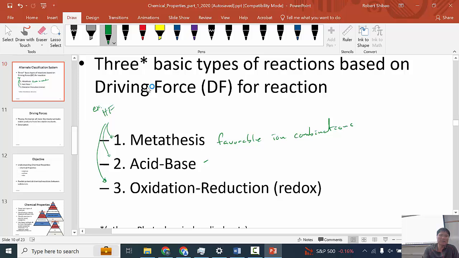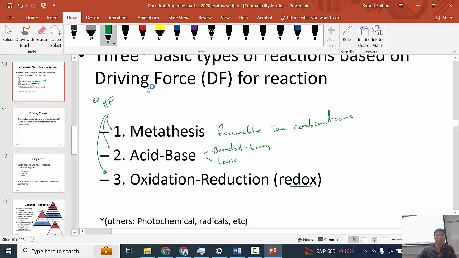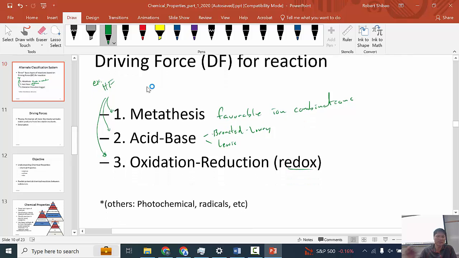Well, speaking of acid-base, we have Arrhenius, which is not that useful. The most useful will be Bronsted-Lowry and Lewis. And then oxidation-reduction, or redox, so just redox reactions. Redox reactions, we have combustion and other types, but I don't want to classify those as a separate category. I just want 3 types. We could have other types of reactions. We're talking about CFCs. CFCs are photochemical, creating free radicals, etc.